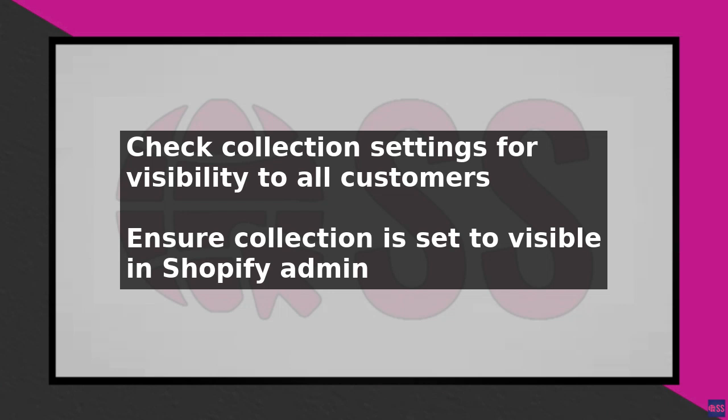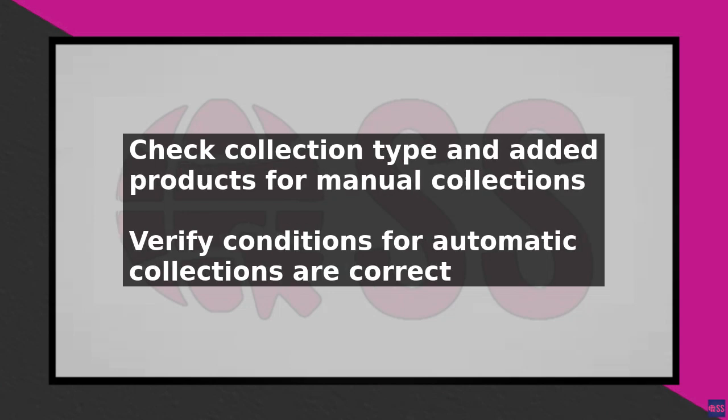Next, check the collection type. If the collection is set to manual, ensure that you have added products to the collection. If the collection is set to automatic, check the conditions that you have set for the collection to make sure they are correct. For example, if you have set the collection to include products with a certain tag, ensure that the products have that tag.